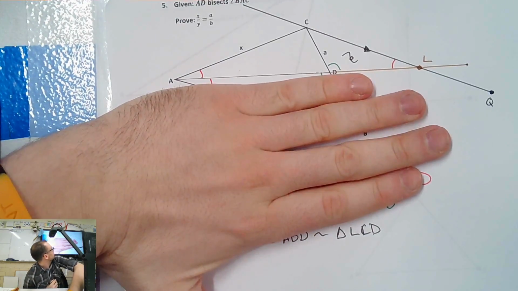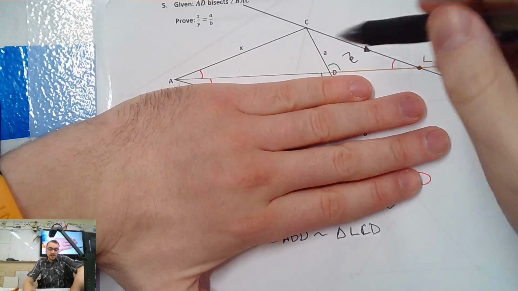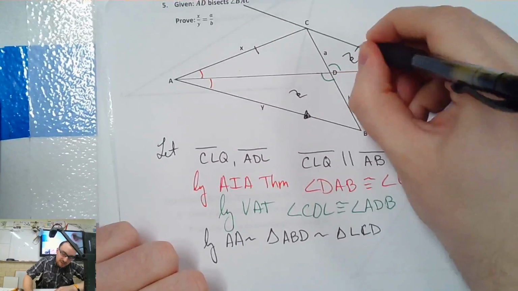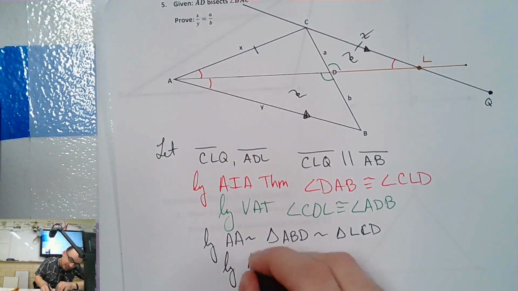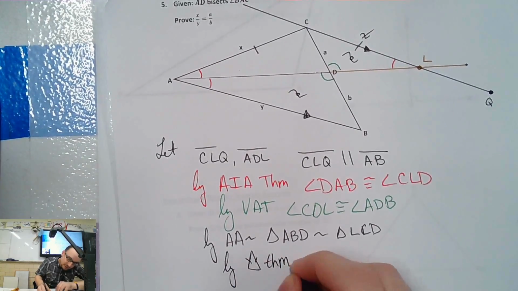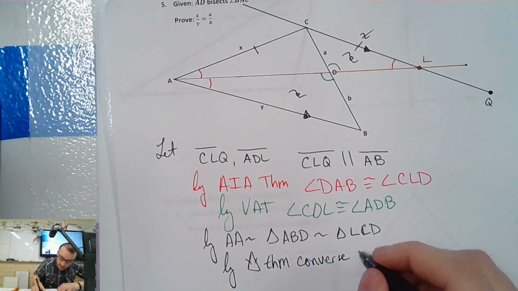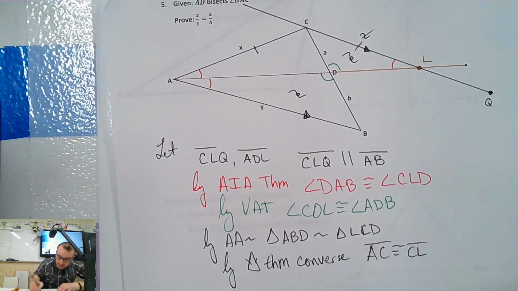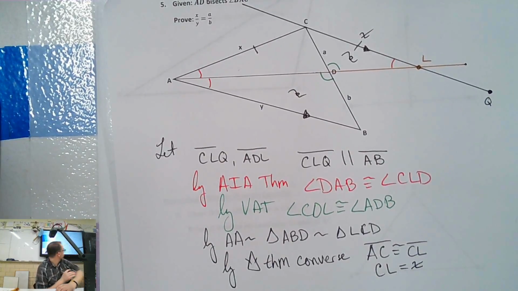Do you see it now? Isosceles triangle theorem converse, right? That's an isosceles triangle because two angles are the same. So this and this are the same, which means this is up. So by isosceles triangle theorem converse, because we started with the angles and got the sides, we know that AC is congruent to CL, which means CL must equal X.